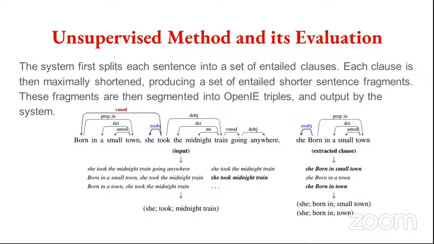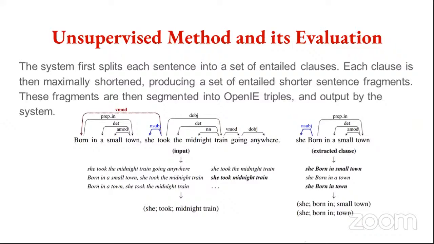Then there is also an unsupervised method for relation extraction, which is basically called OpenIE. The system first splits each sentence into a set of entailed clauses. For example, "Born in a small town, she took the midnight train going anywhere." Here it is first split into several entailed clauses. Each clause is then maximally shortened, producing a set of entailed shorter sentence fragments. These fragments are then segmented into OpenIE triplets and output by the system.